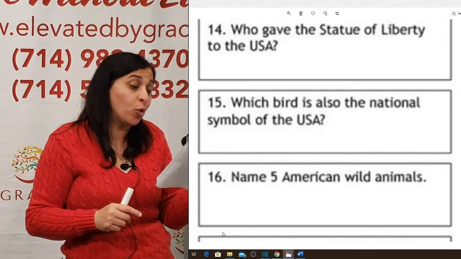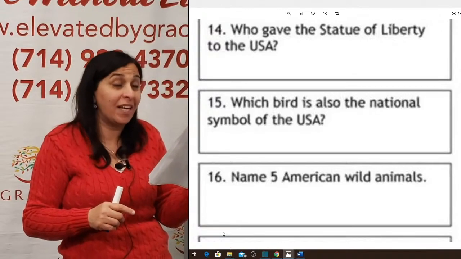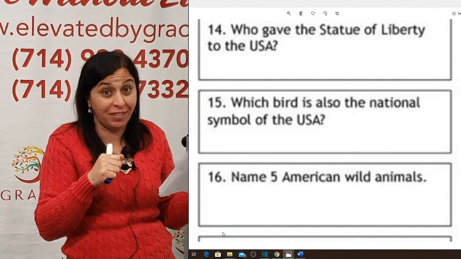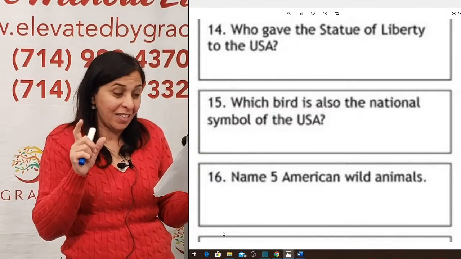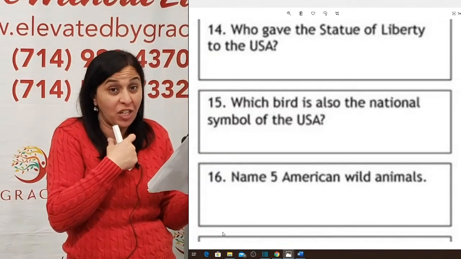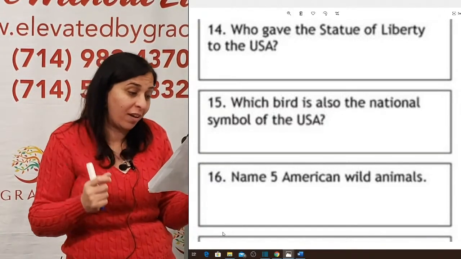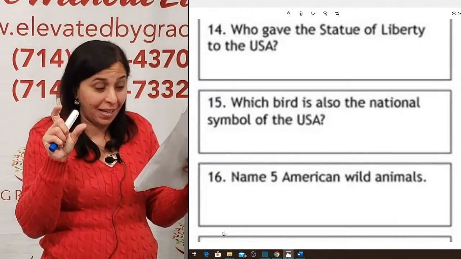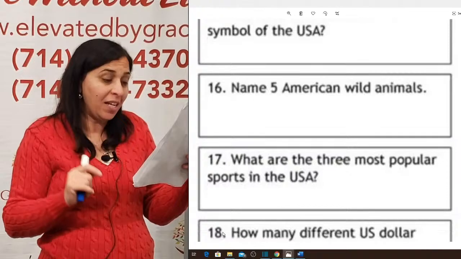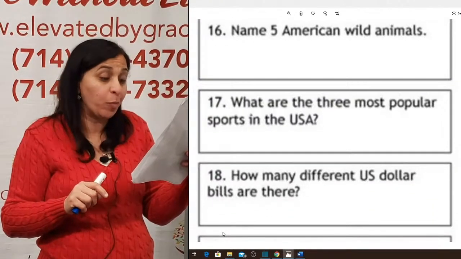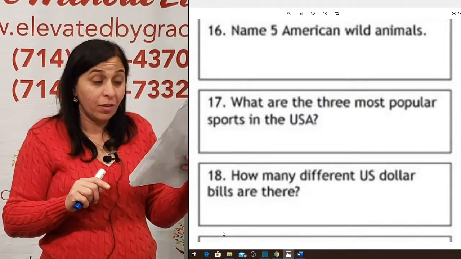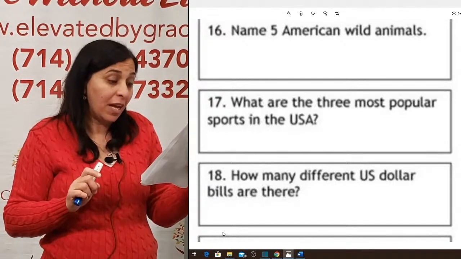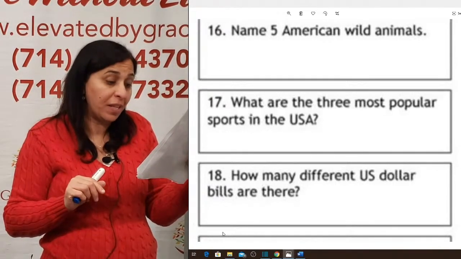Fifteen, which bird is also the national symbol of the USA? If you remember, in our last assignment, it was the endangered bird, the bird at risk. It's our national emblem, or logo. Sixteen, name five American wild animals, any five American wild animals related to the USA. Seventeen, what are the three most popular sports in the USA? There are three most popular sports indeed. What are they?